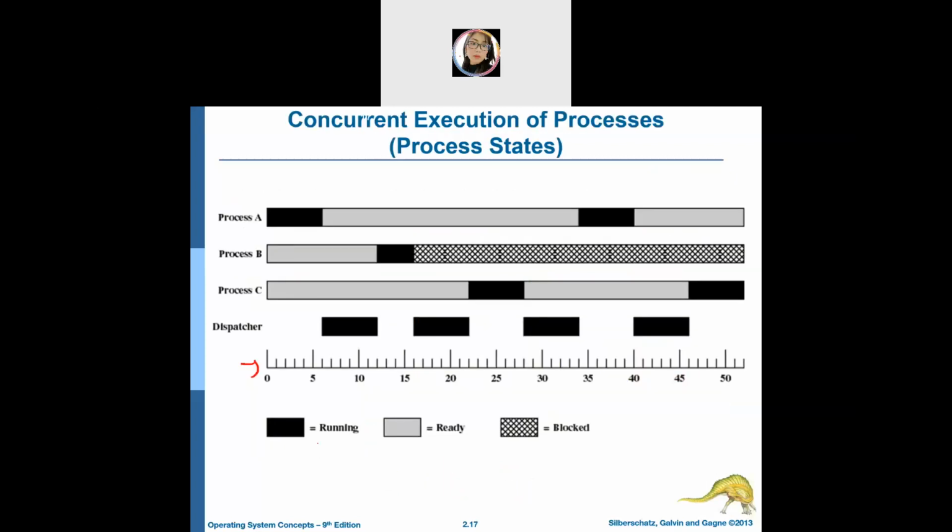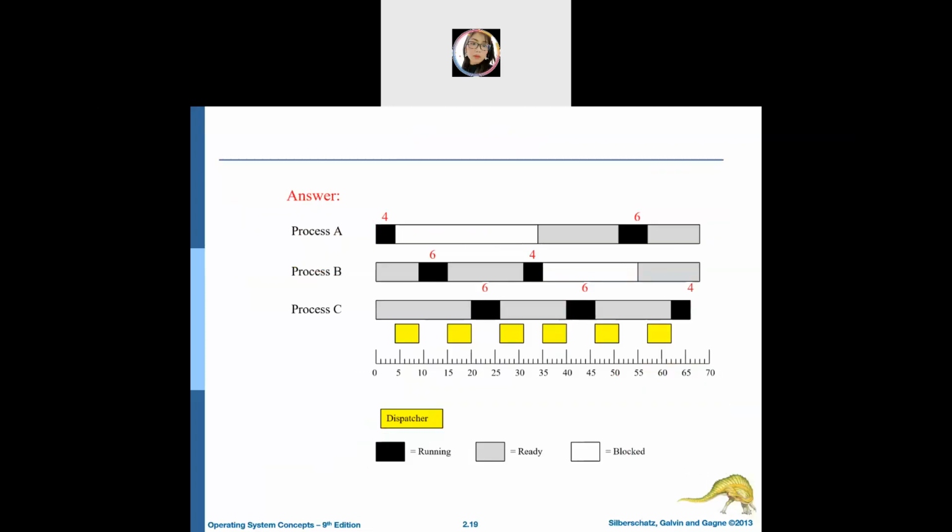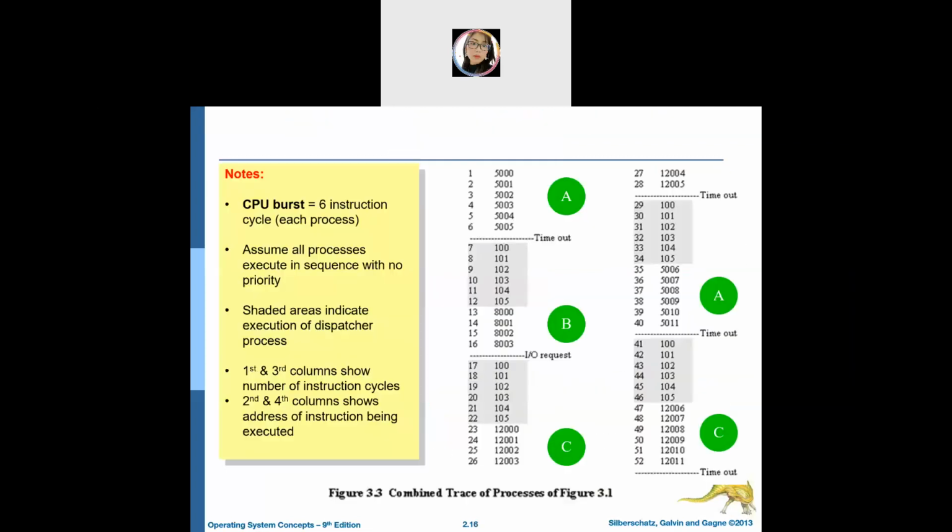so that people will know which one is for ready, which one is for running, and which one is for blocked. It is not necessary to follow the example here. It depends on you. Assume that the maximum CPU burst for each process is 6 instruction cycles, which is already given. So how are you going to draw the answer?